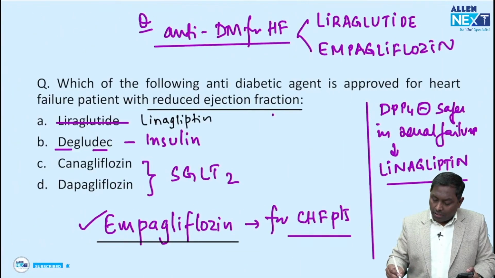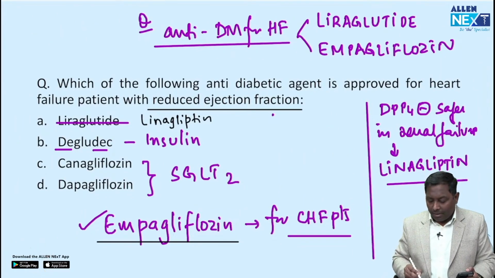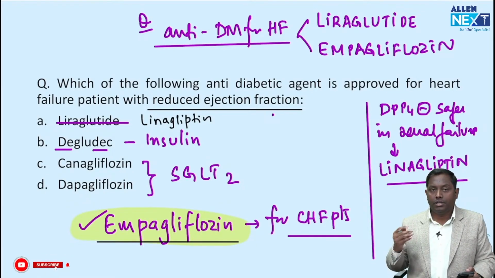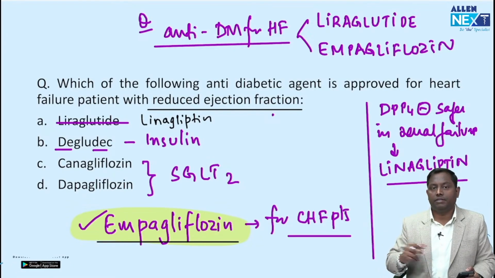Then we are having here the anti-diabetic agent approved for heart failure with reduced ejection fraction. If empagliflozin was in the options, empagliflozin will be the answer. Don't be confused with the DPP4 inhibitor safe in renal failure. In this question also, according to a student, they said, sir, there was a renal failure component. I agree, but the examiner didn't ask which anti-diabetic drug is used in a diabetic patient with renal failure. They asked for the heart failure patient, which anti-diabetic.